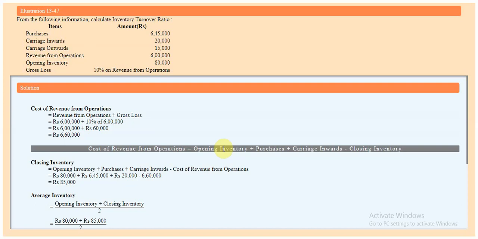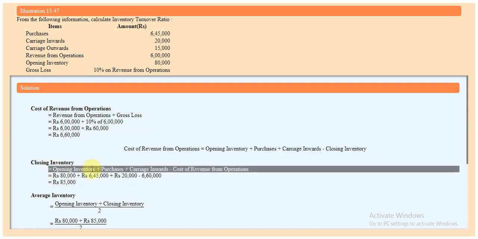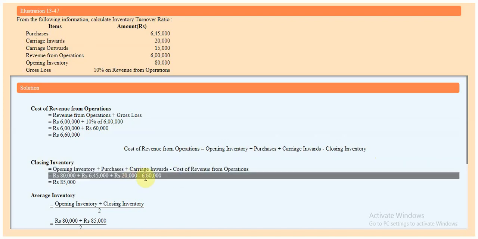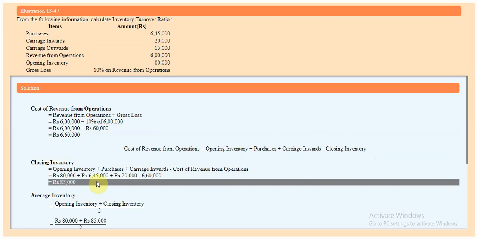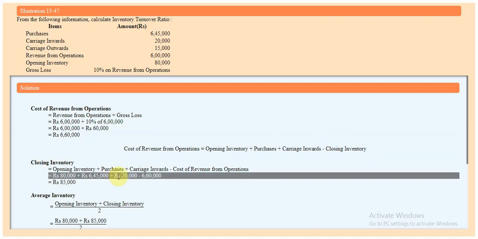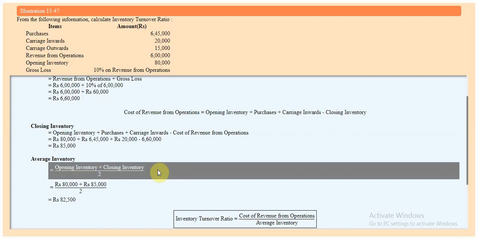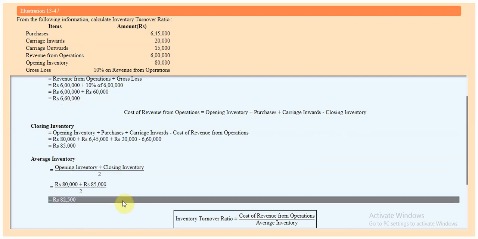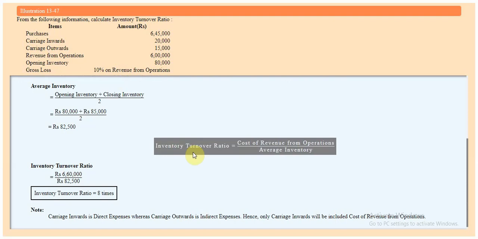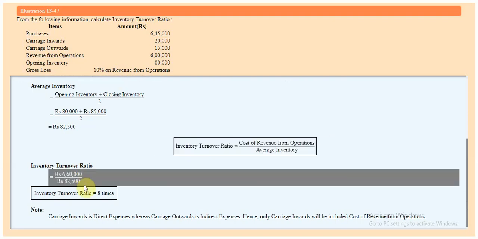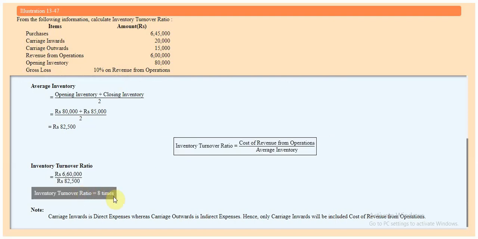So with this formula we can find out the closing inventory. Closing inventory is nothing but opening inventory plus purchases plus carriage inwards minus cost of revenue from operations. Substituting all of these amounts, we get 85,000 as the closing inventory. Now we have the opening as well as closing inventory. So average inventory is opening plus closing divided by 2. We have 82,500 as the average inventory. Substituting the same in the formula, we have inventory turnover ratio equal to 8 times.